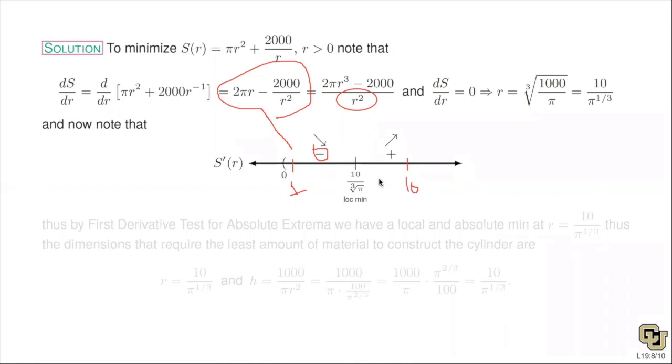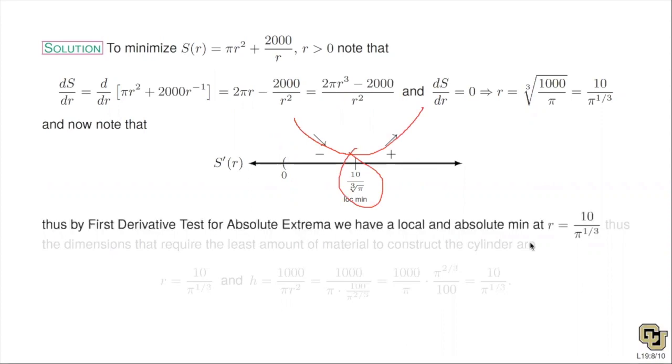So if you take 10 and stick it in there, then you get like 20 times pi, which is like 600, minus 2,000, divided by 100, which is like 20. So that's positive. Just based on the shape, because it's always decreasing to the left of 10 over cube root of pi and always increasing to the right, not only is there a local min there, it must also be an absolute min. It must, just based on the geometry.